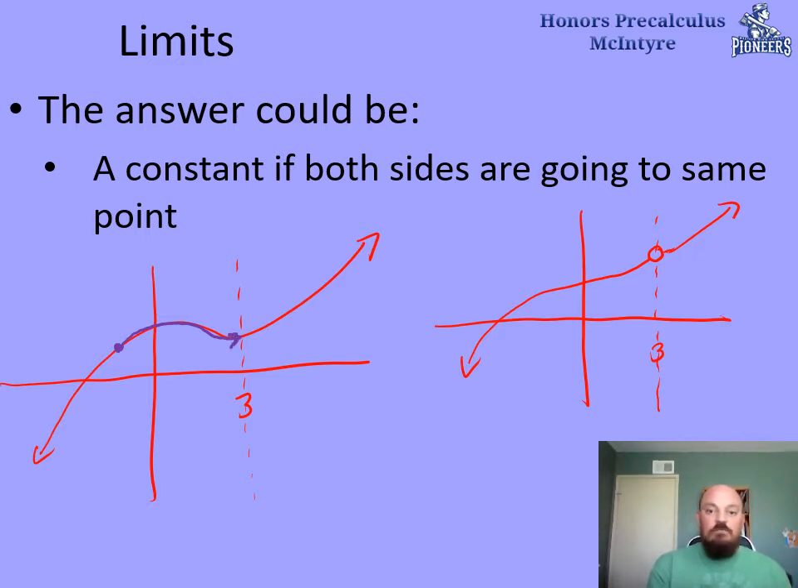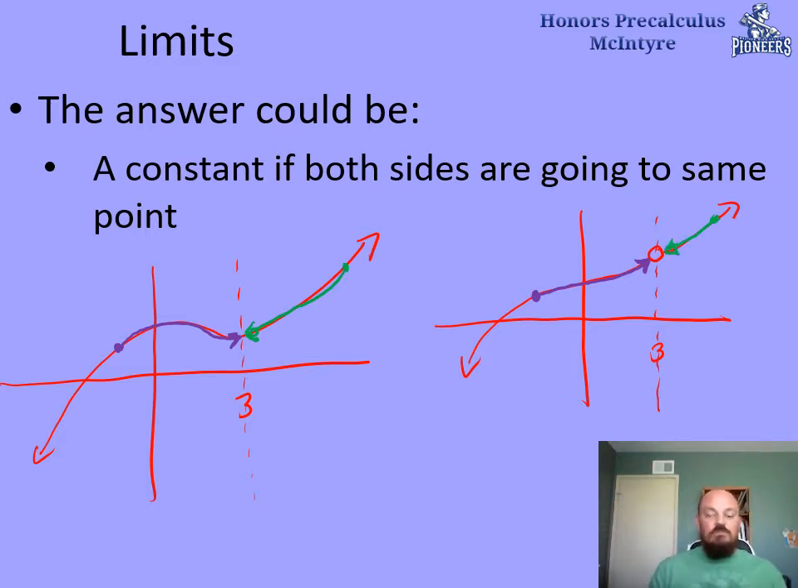And same thing on the other graph. Pick a point right here. From the left-hand side, it's going to that point right there. Now do the same thing on the right. Pick a point on the graph. It's going to the same place. Same thing over here. Pick a point on the graph. Trace towards the line. It's going to that same place.